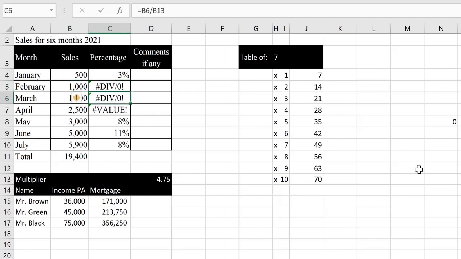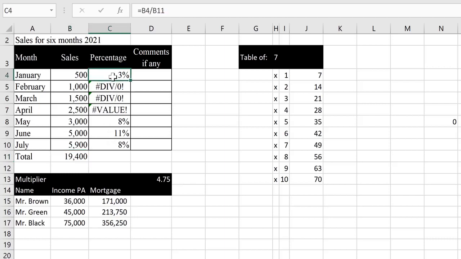The same case is happening over here. B6 is being divided by B13, meaning 1500 is being divided by 0. Division by 0 becomes infinity, so the error message can be seen. In this case we were to find the percentage of each and every month with respect to the total. So the total should be frozen, the total should be absolute.